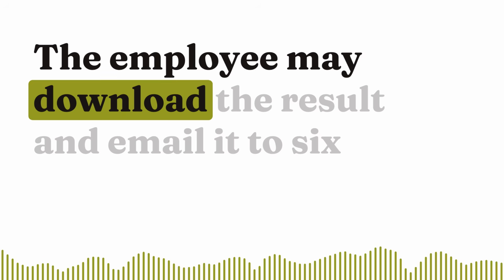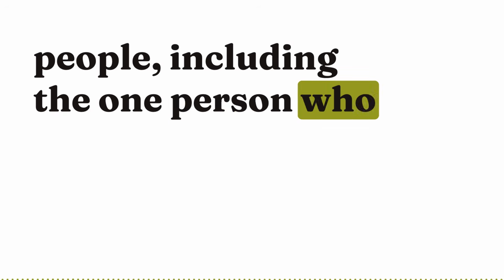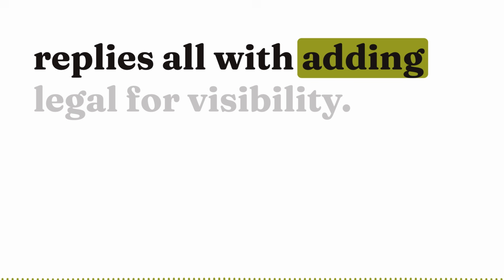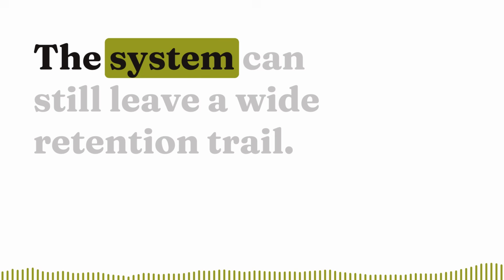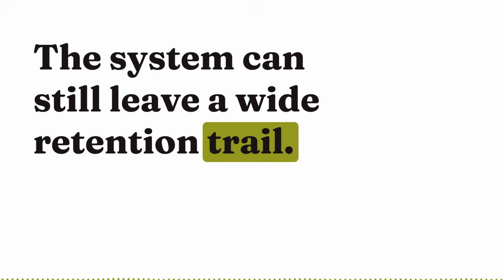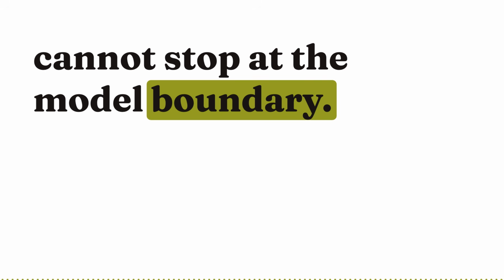The employee may download the result and email it to 6 people, including the one person who replies all with, "adding legal for visibility." The provider statement can remain completely true. The system can still leave a wide retention trail. That is not a gotcha. It is why privacy architecture cannot stop at the model boundary.